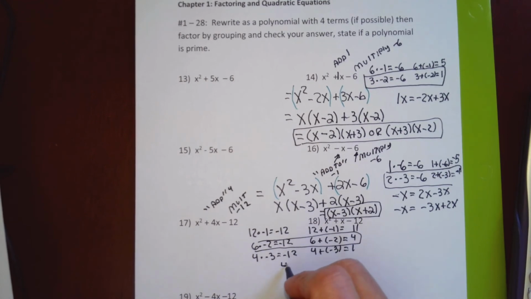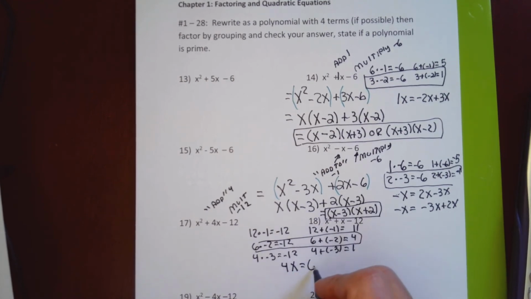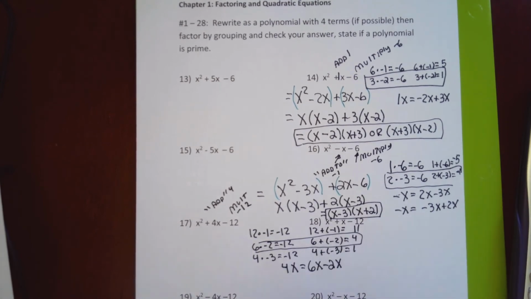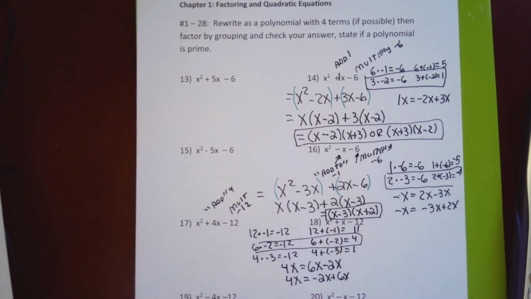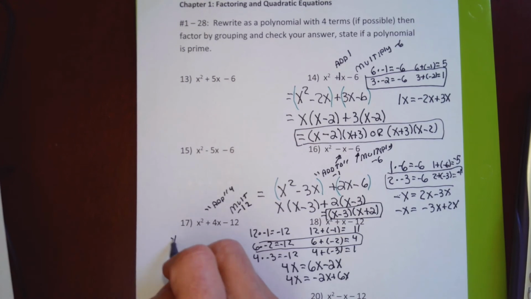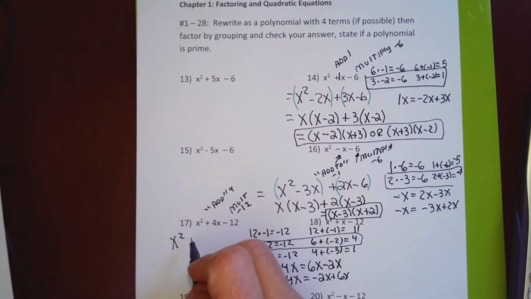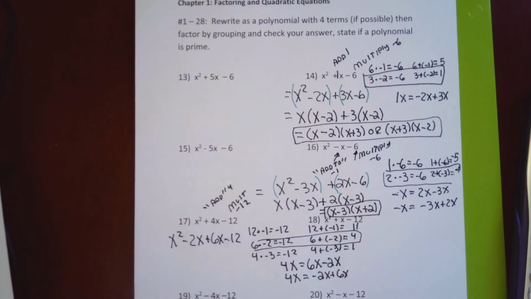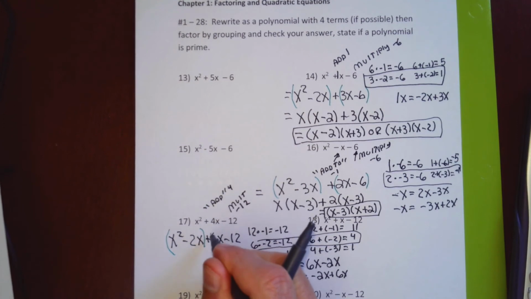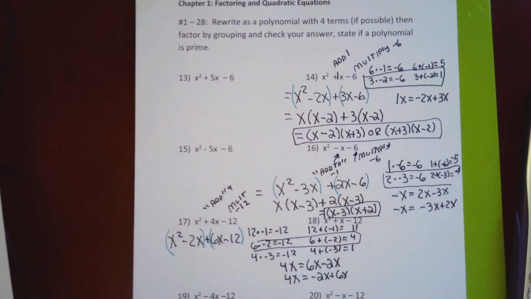And so this 4x, I need to write it as 6x minus 2x. I don't like that because I like the negative to be first. So I'm going to write the 4x as negative 2x plus 6x. So rewrite this problem as x squared minus 2x plus 6x minus 12, parentheses, parentheses.